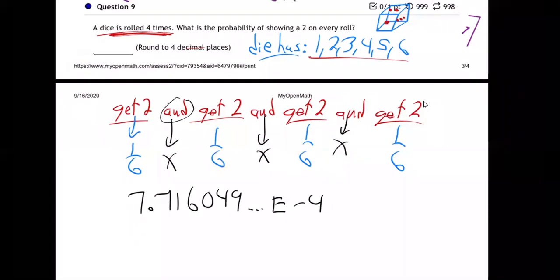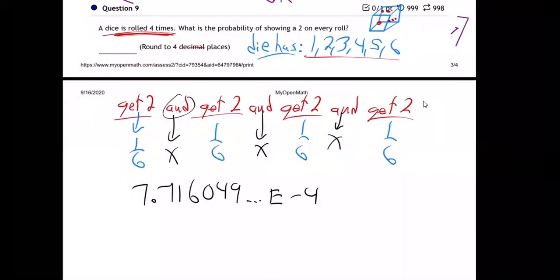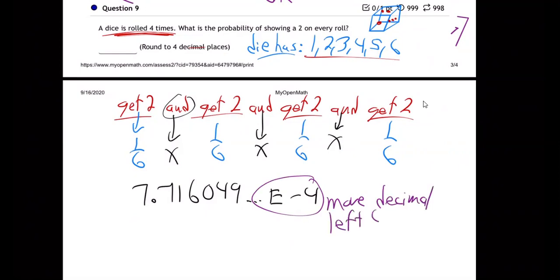So that E minus 4, does anybody already know what that E minus 4 means? You move the decimal place to the left 4 times. Exactly. Move the decimal left 4 times, because the negative, that's what the negative is. It's the left. If that was a positive or a regular 4, we would move the decimal to the right 4 times. So I've got to take this decimal and go 1, 2, 3, 4.